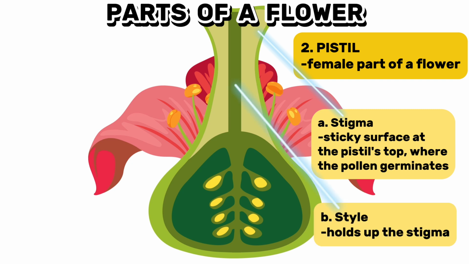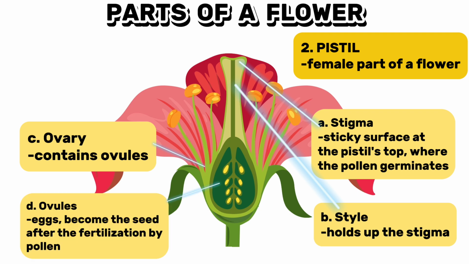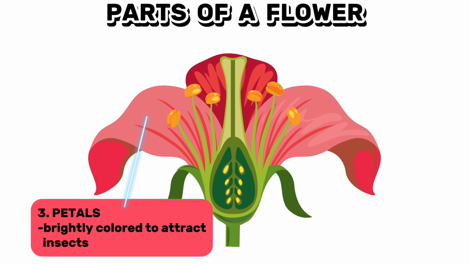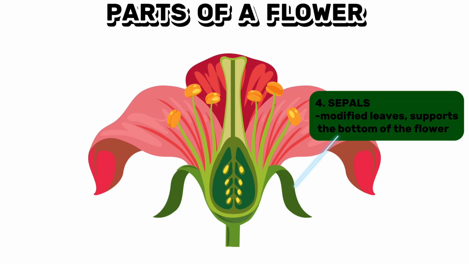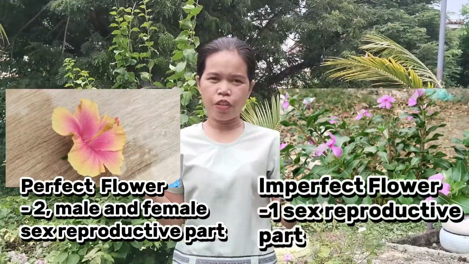Style, holds up the stigma. Ovary, contains ovules. Ovules, the eggs, become the seed after the fertilization by pollen. Petals, brightly colored to attract insects. Sepals, the modified leaves that support the bottom of the flower. There are two types of flowers. You have the perfect flower and the imperfect flower.